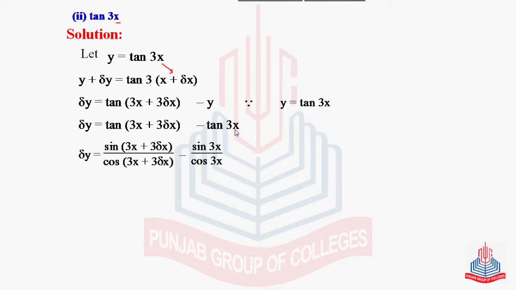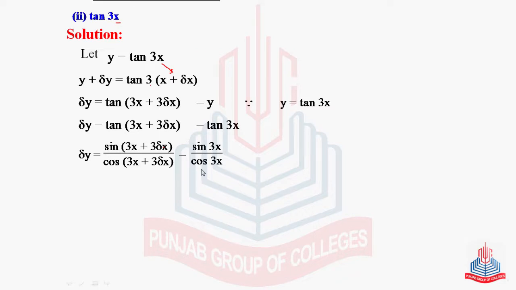Now we are here to simplify this step. So tan(3x plus 3 delta x) can be written as sine over cos. This angle will be as it is. So we have sine(3x plus 3 delta x) divided by cos(3x plus 3 delta x), minus this tan 3x, which will become sine 3x divided by cos 3x.